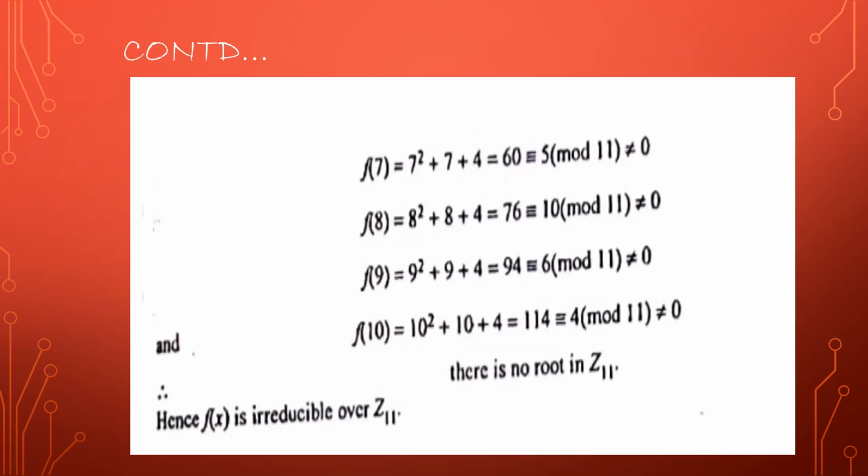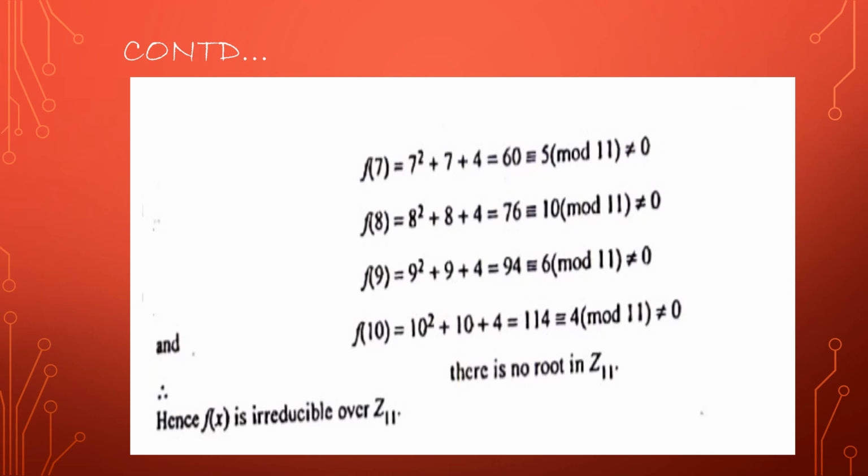So now f of 7 is equal to, when I substitute, 49 plus 7 plus 4, which is 60. So is 60 divisible by 11? No. The closest multiple of 11 is 55 and the remainder is 5, which is not equal to 0.